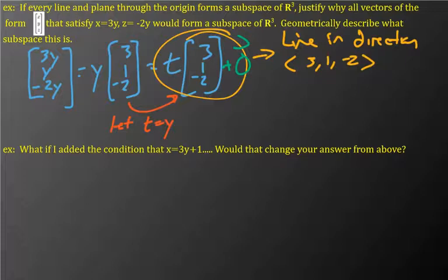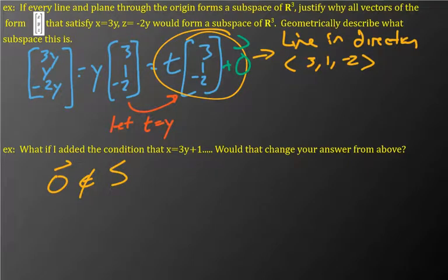But it is a line through the origin, because there is this plus 0 that's inherently there, and it's just going in that direction. That's geometrically what it is. So if I tweaked it just a bit, and I did x equals 3y plus 1, then it's going to change some things, because now I won't be able to get the 0 vector. So the 0 vector would not be an element of this subspace. That plus 1 is going to throw you off.